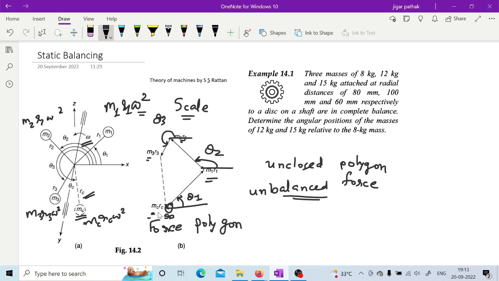So once you know the value of mcrc, you have to decide either mc or rc. Whenever you are solving it practically, you can decide either the balancing mass or the balancing radius, and the remaining one you can calculate from the product you have already achieved through this polygon, right? This is the graphical method. Whatever we have discussed is the graphical method.